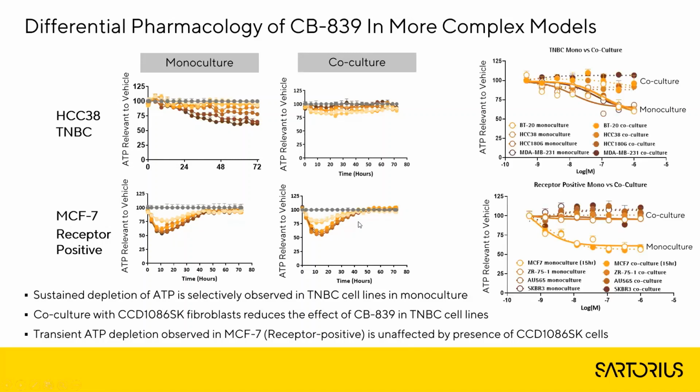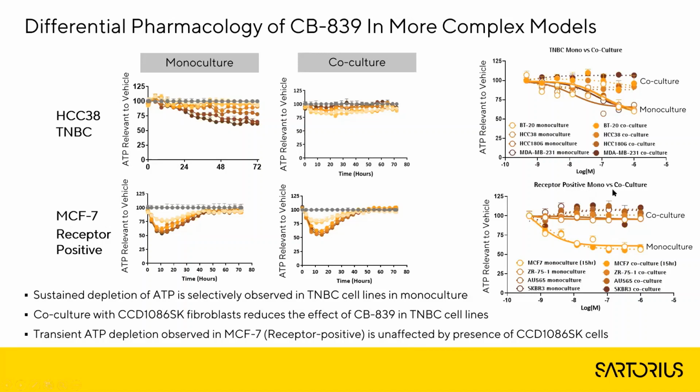We actually extended this panel to 4 triple negative breast cancer cell lines and experimented with those in both monoculture and co-culture. In co-culture, we found that there was very little or no effect of CB839 on ATP levels within triple negative breast cancer lines. Whereas in monoculture, we saw a very consistent pharmacological effect on ATP levels when cells were cultured in monoculture.